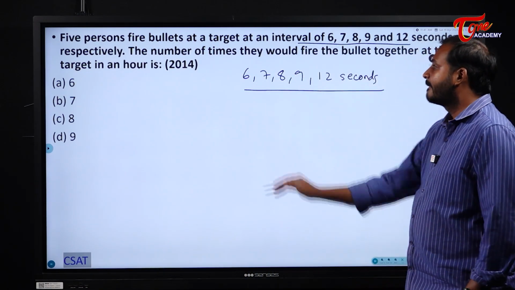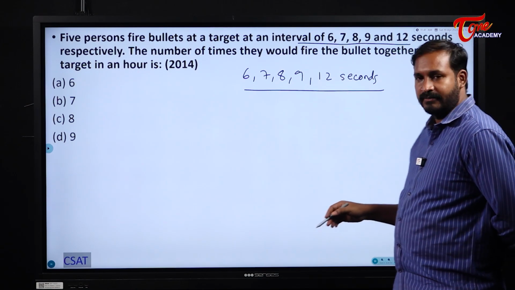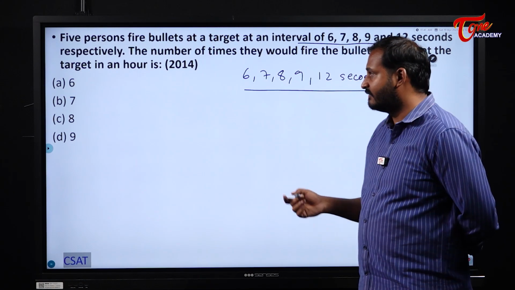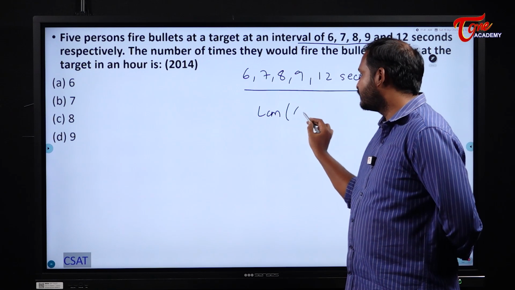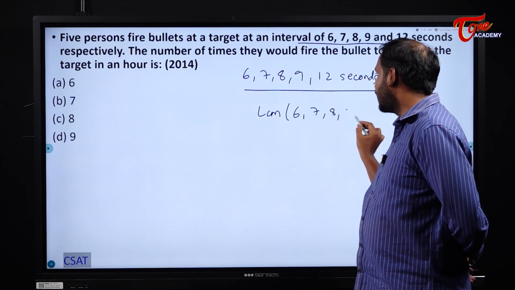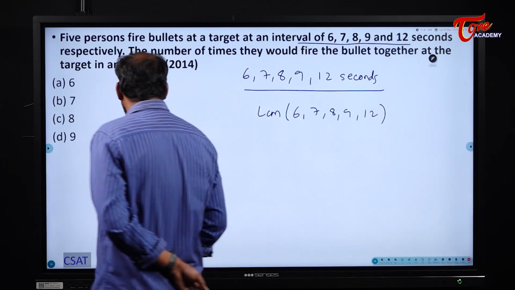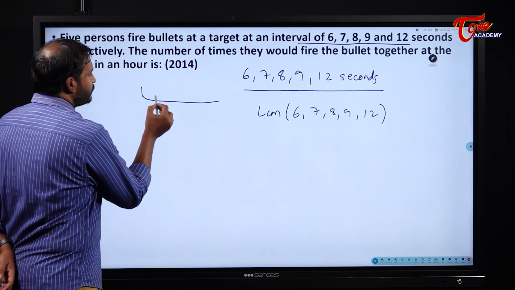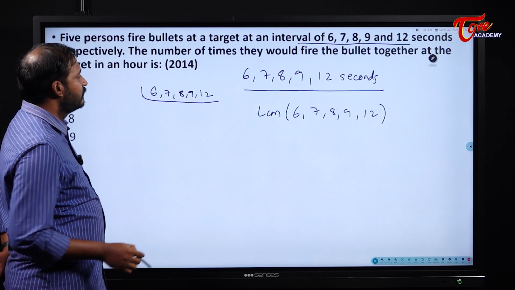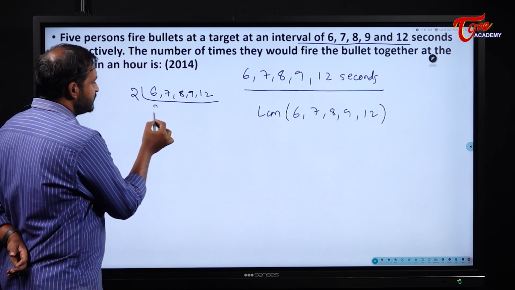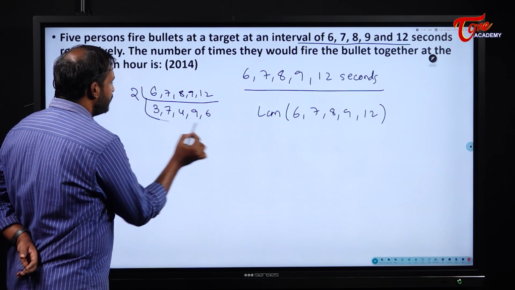Now please observe here. When they will occur simultaneously, first of all we will find the LCM. What is the LCM of 6, 7, 8, 9 and 12? Please find the LCM of these numbers. Okay, in 2 table I will go first. 2 3s are 6, 7, 2 4s are 8, 9 and 6. Next in 3 table I will go.